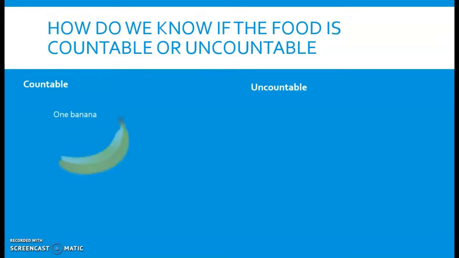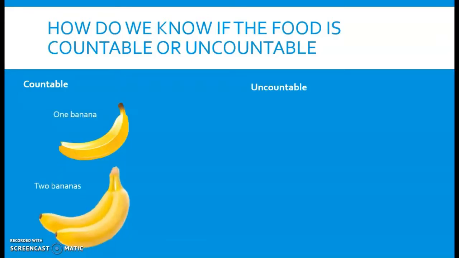So the example for countable here is banana. When we are talking about the plural form for the countable noun banana, we put s at the back of the noun. So when we are indicating that there is more than one banana, we put the letter s into bananas, meaning to say it is in plural form and it is more than one.